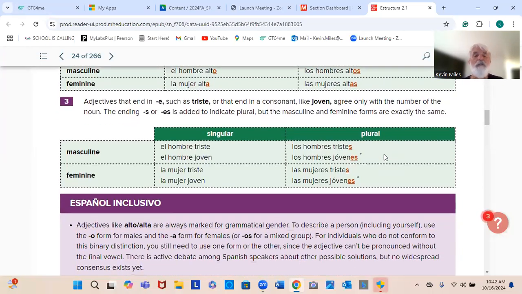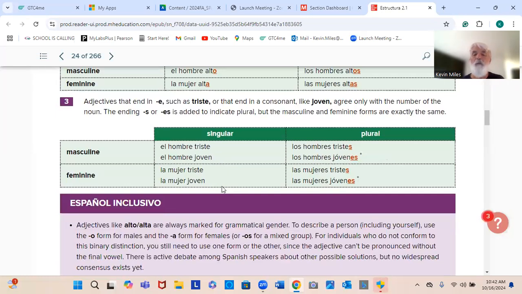Now, some adjectives in number 3 end in an E, or they can end in a consonant like joven. Very few end in a consonant. In this case, there's no masculine or feminine form. That's what they want you to see. So it's el hombre triste, la mujer triste. Look at joven. El hombre joven, la mujer joven. The young man, el hombre joven, la mujer joven.